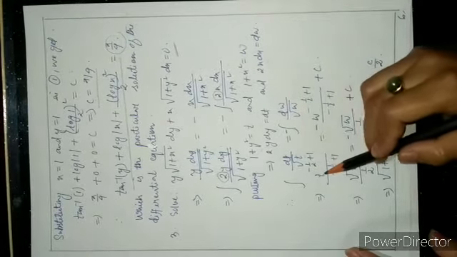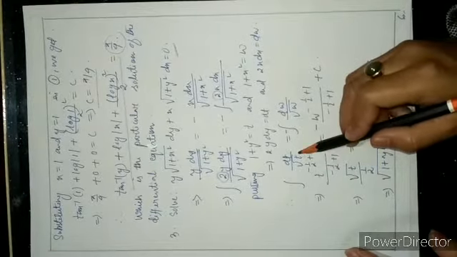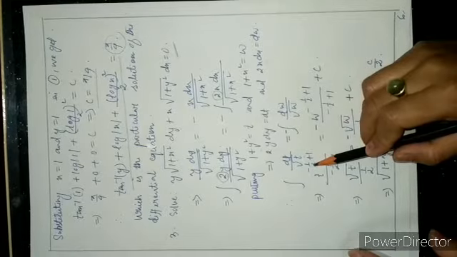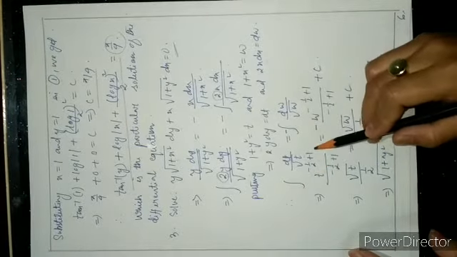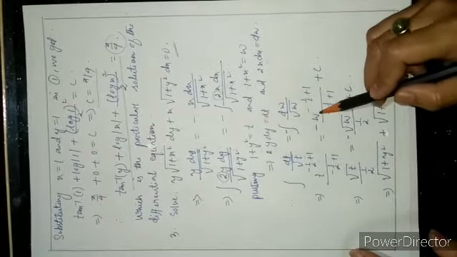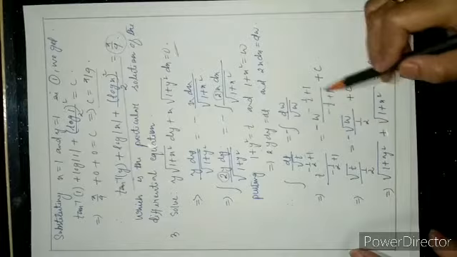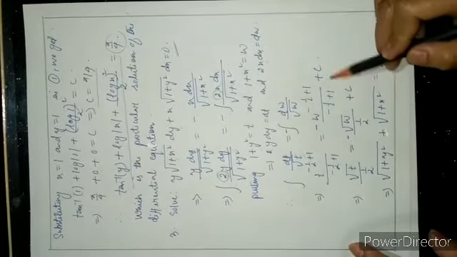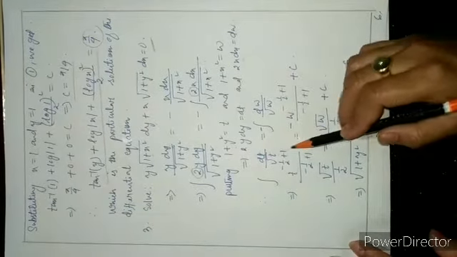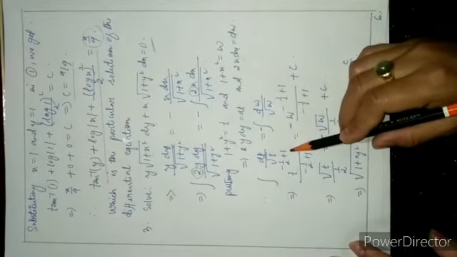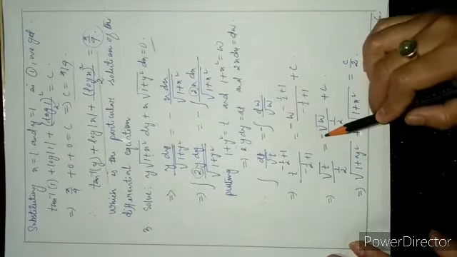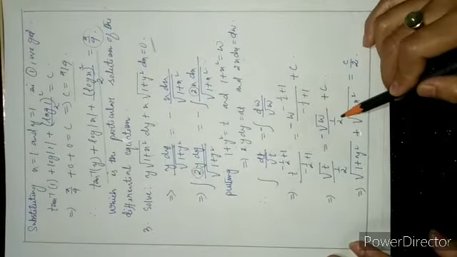Now 1 by root t means t to the power minus 1 by 2, and the integral of this function will be equal to t to the power minus 1 by 2 plus 1 divided by minus 1 by 2 plus 1, which is equal to minus omega to the power minus 1 by 2 plus 1 divided by minus 1 by 2 plus 1 plus c. This gives t to the power 1 by 2, which means root over t divided by 1 by 2, minus root over omega divided by 1 by 2 plus c.